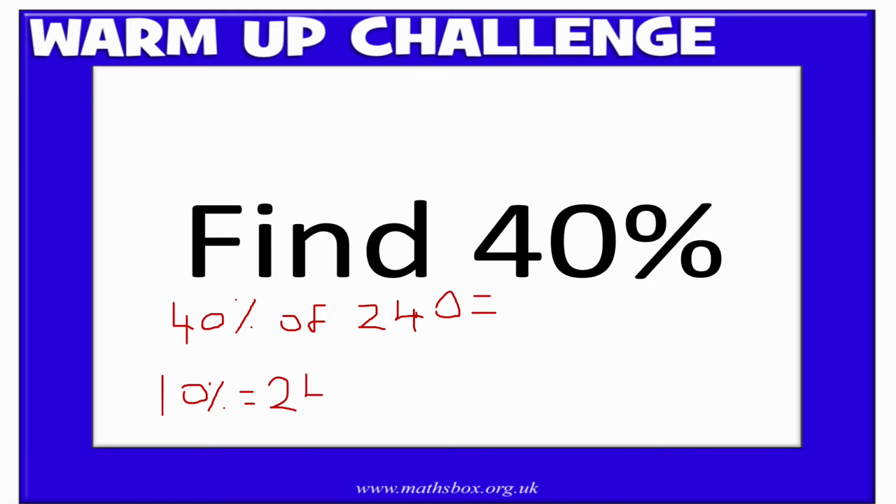40% will equal 4 lots of 24, or 24 times 4. Doing this together, guys, 4 fours are 16, so 6 carry the 1. 4 times 2 is 8, plus the 1 is 9. Sorry about that, my mind just went blank for a second. So after this first step, the answer you should get is 96.